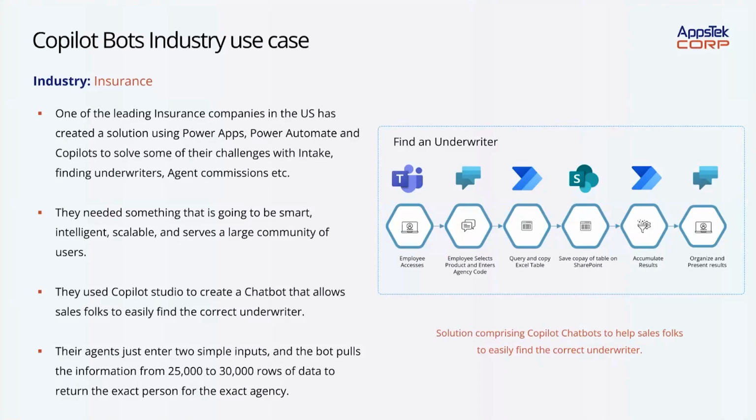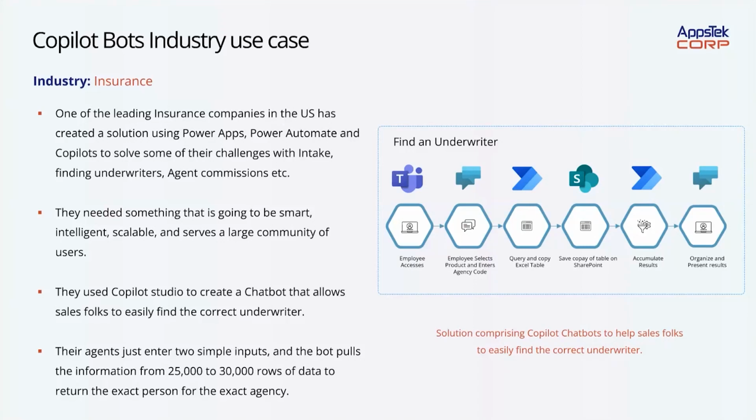So the solution they came up with used a Copilot bot that allowed sales folks to easily find the correct underwriter, which you can see on the slide here. So they were able to enter just the basic information, and then the bot produces back the underwriter who's responsible for that business unit. With only two simple inputs, it was able to pull information from 25,000 to 30,000 lines of data to return the exact person for that exact agency.